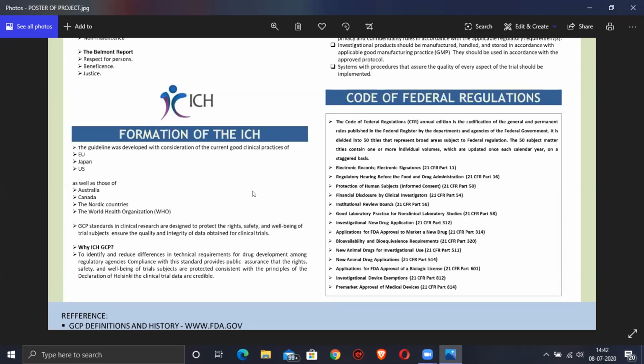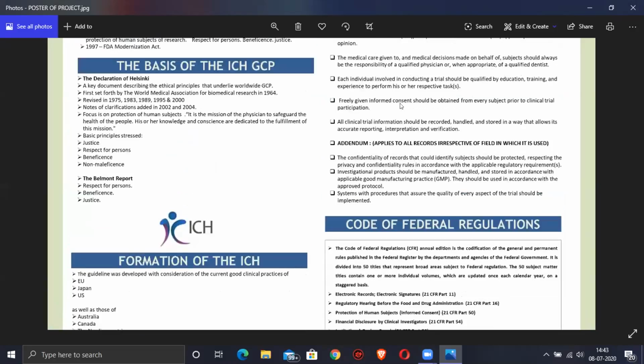The main reason for ICH GCP, which is required today, is to identify and reduce differences in technical requirements for drug development among regulatory agencies. This eased the process of regulating the research being conducted in the field of medicine and other forms, so that the results could be accepted on a world scale, and that main priority is being given to the subjects, first of all, and then towards the safety and efficacy of the particular drugs which are being produced.